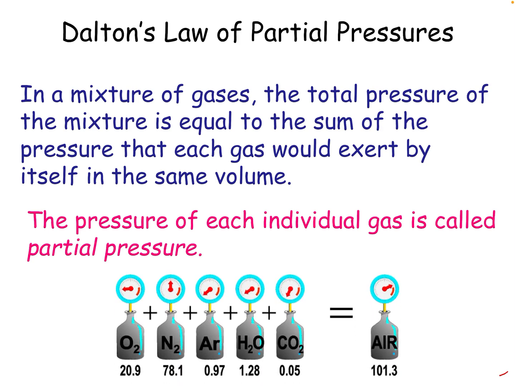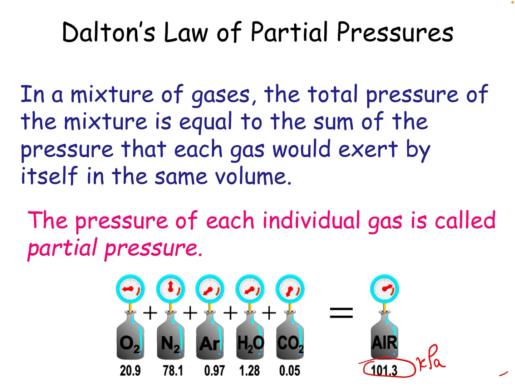I really like this diagram. It shows the total pressure of the mixture at 101.3, which we should identify as kilopascals. So all of the different components of air, oxygen, nitrogen, argon, water, carbon dioxide, they all have their own individual partial pressure. And if you add those all together, you will end up getting 101.3 kilopascals.